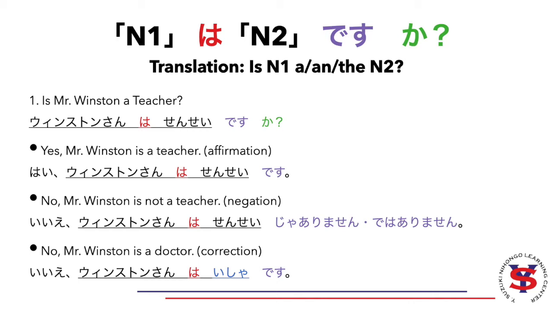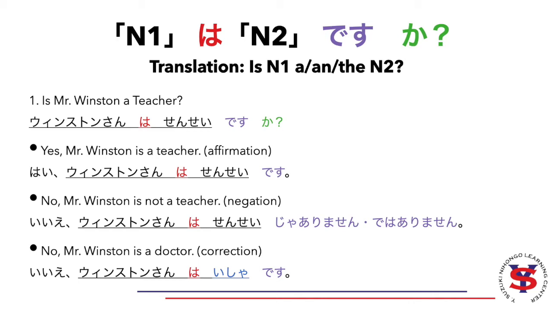The first pattern of response is affirmation. This pattern leans towards a yes answer. You respond with hai, indicating a yes answer, followed by the topic and predicate used in the question. Winston-san wa sensei desu. So your answer is hai, Winston-san wa sensei desu.